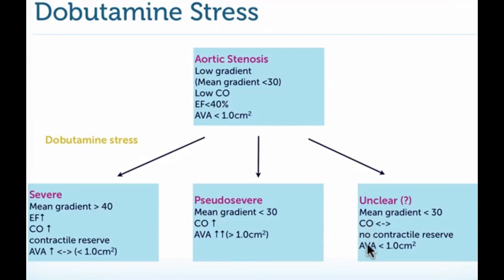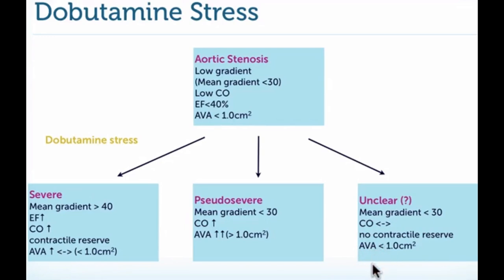If the patient does not have contractile reserve, then it can be very difficult to determine the severity of aortic stenosis. The mean gradient will not change very much. The cardiac output will probably stay low, pretty much the same. And of course, if the patient does not have contractile reserve, there will be no change in valve cusp opening, and the valve area will stay below 1 square centimeter.